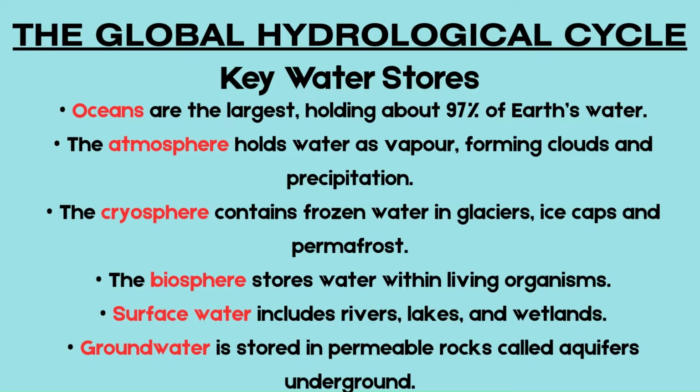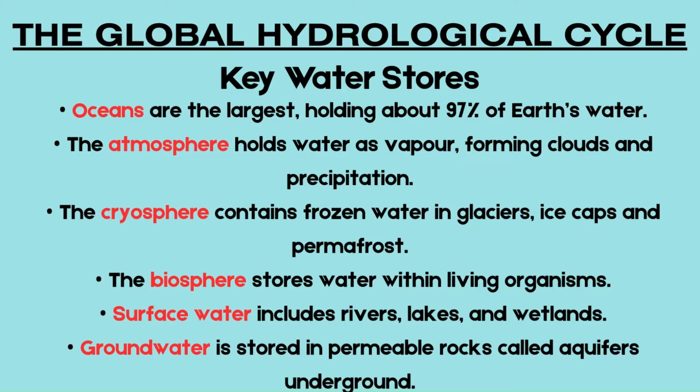4. Biosphere. Water is stored in living organisms, from plants and animals to microorganisms. The process of transpiration is key here, where plants release water vapor into the atmosphere, affecting local climates and water cycles. 5. Surface water. This refers to water stored in rivers, lakes, and reservoirs.